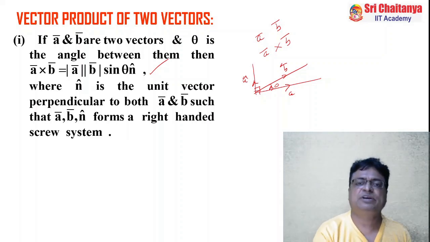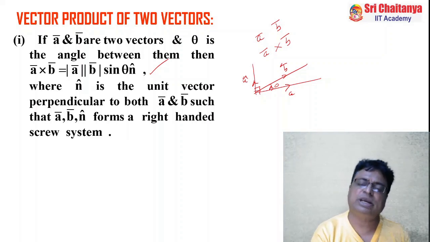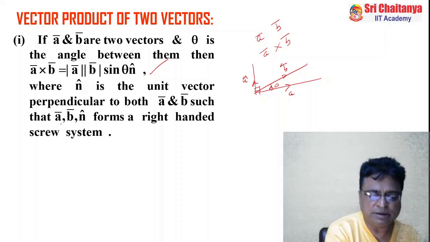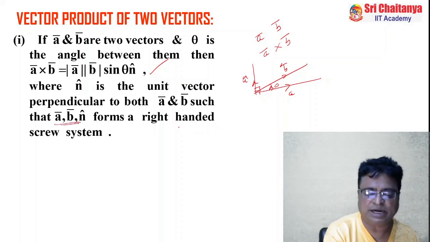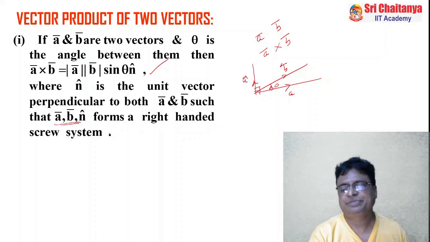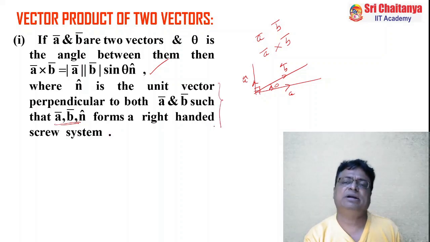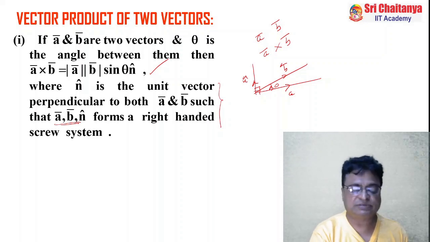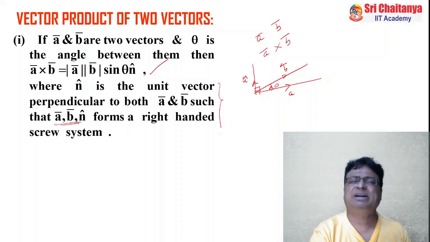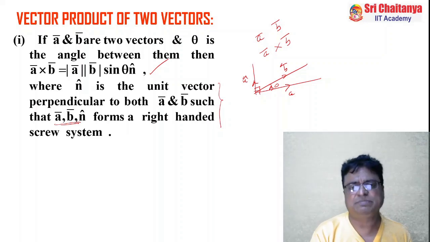So n cap is the unit vector perpendicular to both A bar and B bar, such that A bar, B bar, n cap form a right-handed system. My friends, based on this fundamental only, they may give tricky questions. That's why you need to focus on this. All the remaining things are very simple for you.